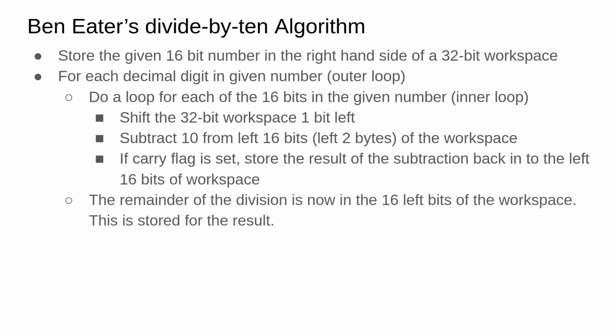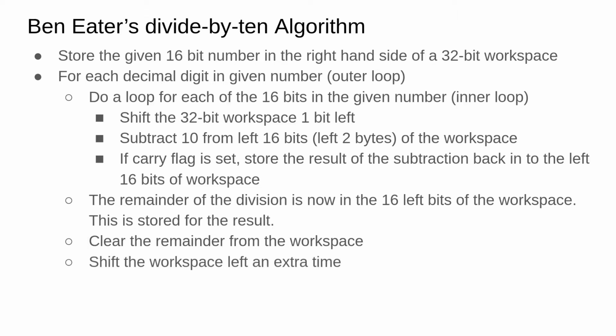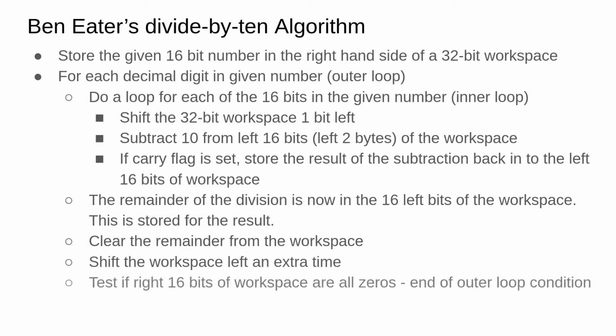Back in the outer loop, the remainder of the division operation is now in the 16 left bits of the workspace. This is stored as decimal digit result. The remainder is cleared from the 16 left bits of the workspace, and the workspace is shifted left an extra time. There is a check for the outer loop end condition where the 16 right-hand bits of the workspace are all zeros. If all of these are zeros, the outer loop ends, else proceed with another iteration of the outer loop. And at the end of both of these loops, output the results.